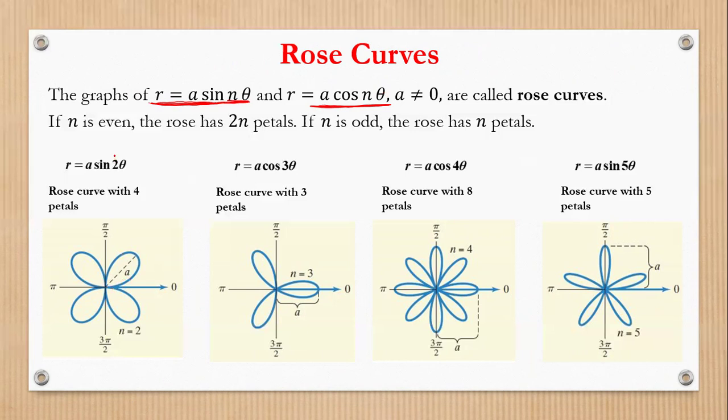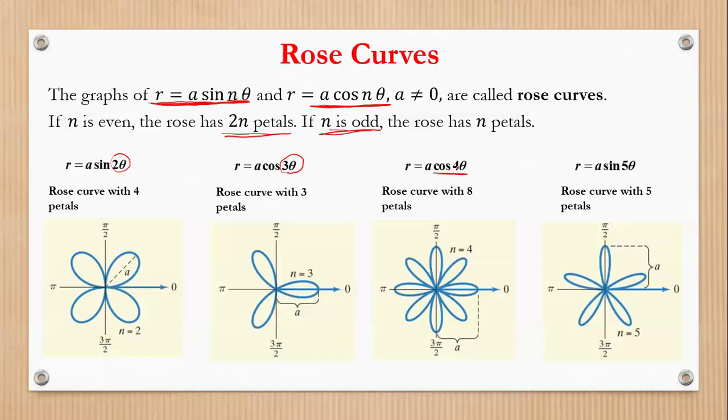If the n, or the number with theta, is an even number, we get 2 times that number of petals. For example, if I have a sine of 2 theta, since 2 is even, when I graph this equation, I get 4 petals, because 2 times 2 is 4. But if the equation is cosine of 3 theta or sine of 3 theta, since 3 is an odd number, we get exactly n petals. We get exactly 3 petals, and you can see it in this graph.